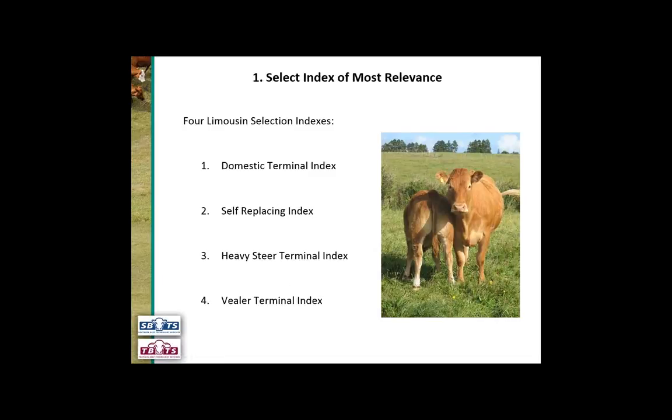Now I'm going to use an example of Limousin because it's one that I'm familiar with, but I could be using the indexes for any individual breed. The Limousin breed has 3 terminal indexes. It's predominantly a terminal sire, meaning that all progeny is slaughtered, so no daughters are kept for breeding. So Limousin has, for example, a domestic terminal index, a heavy steer terminal index, a Vila terminal index, and then they have a self-replacing index for herds that are going to keep the female progeny and breed from them.